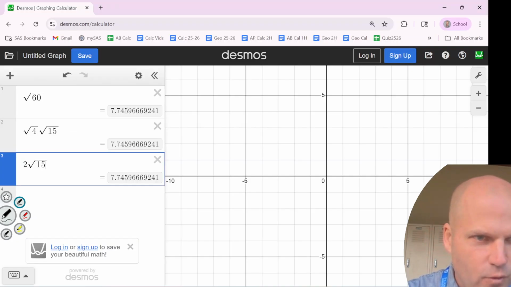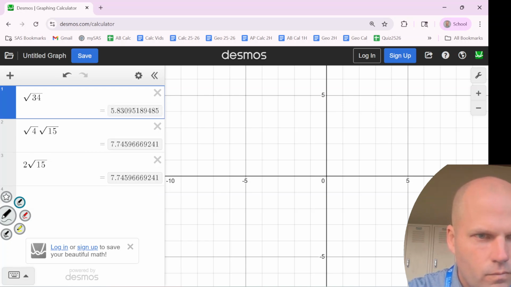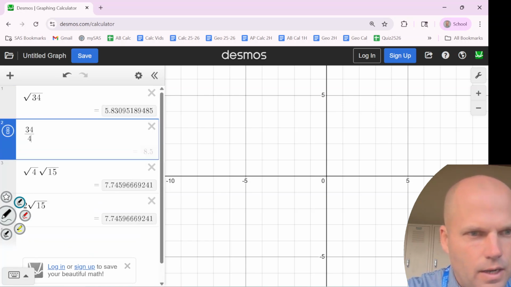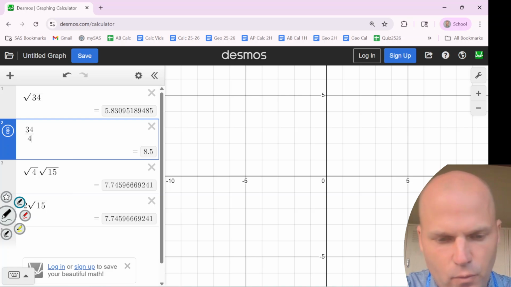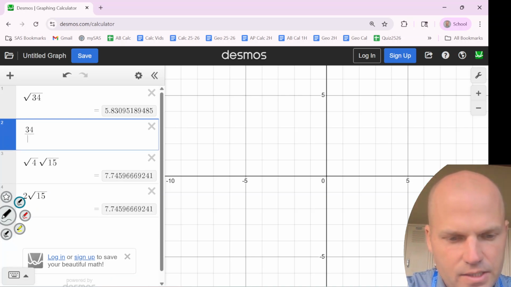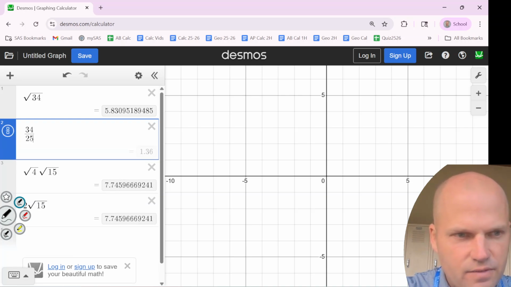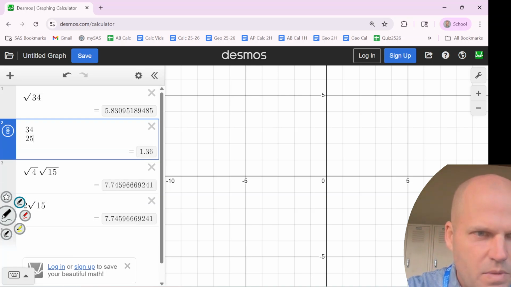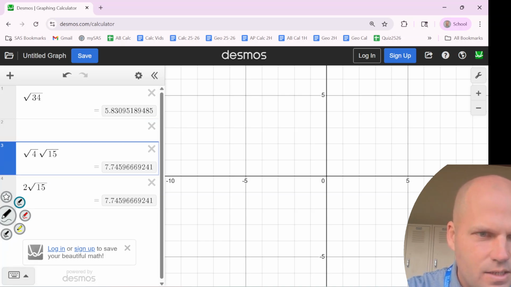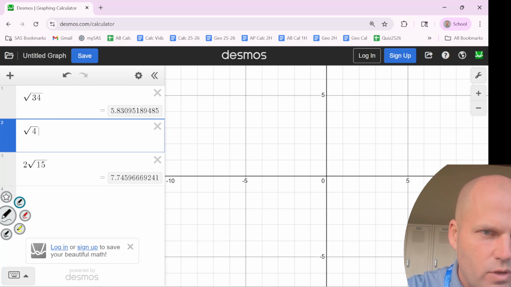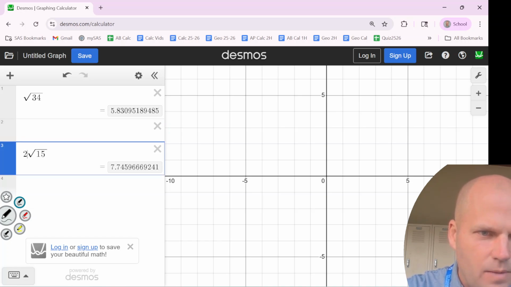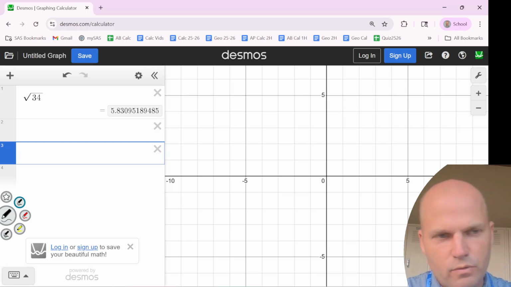Now we're on to 34. Well, 34 does not get divided by 4 evenly, does not get divided by 9, does not get divided by 16, does not get divided by 25, which means we cannot rewrite the square root of 34 as a number times the square root of a different number. The square root of 34 is simply the square root of 34.